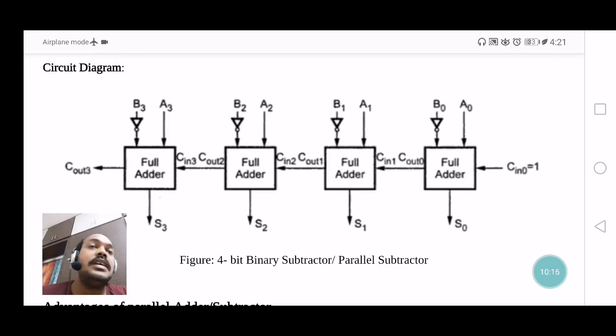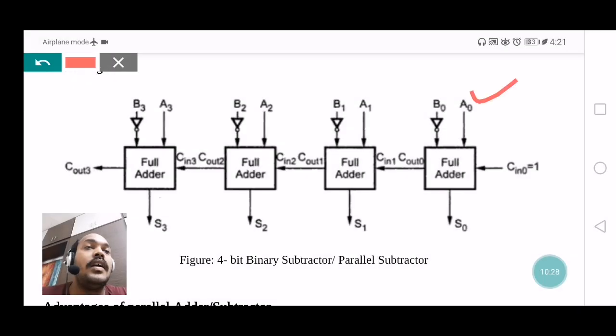Once B0, B1, B2, B3 are all converted into 2's complement form, those 2's complement forms are added with A0, A1, A2, A3, so by using the full adder concept.